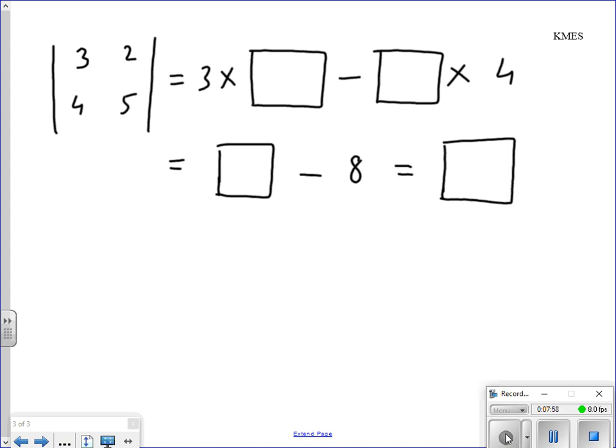Now you very well know, to find the value of this determinant, we'll multiply this 3 here by 5. So 3 multiplied by 5 will come in this box, minus 2 multiplied by 4. So 2 will come over here. 3 5s are 15 over here, minus 2 4s are 8 over here, which is equal to 15 minus 8, which is equal to 7. So you can understand how simple it is to find the value of the determinant.